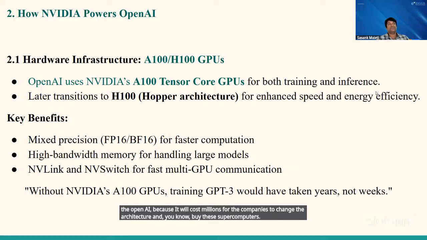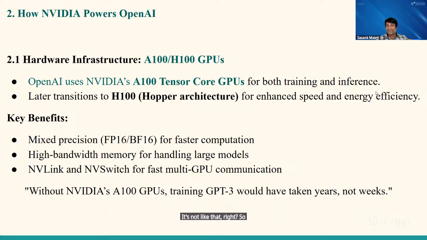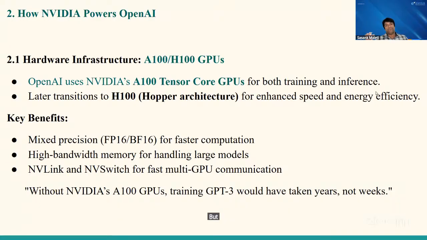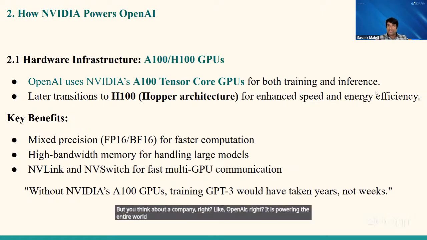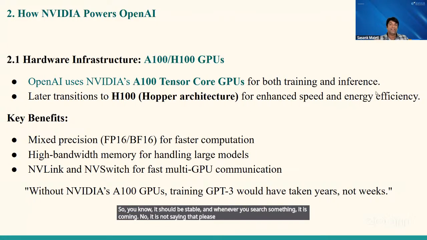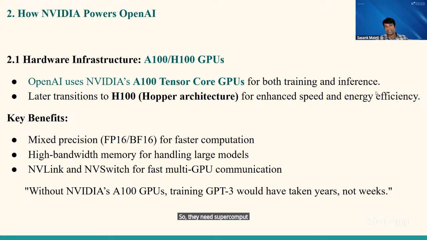It's not just that you purchase one laptop with an Nvidia graphic card. No, it's not like that, right? The graphic cards which we use are just for basic Gen AI tasks and basic things. But think about a company like OpenAI. It is powering the entire world. Across the world, people use ChatGPT, so it should be stable, and whenever you search something, the answer comes. It is not saying, "Please wait for 5 minutes, I will give the answer." No. So they need supercomputers to power this.